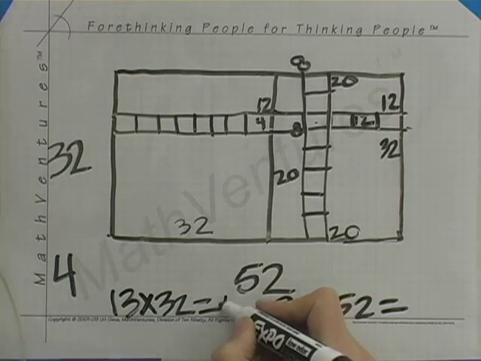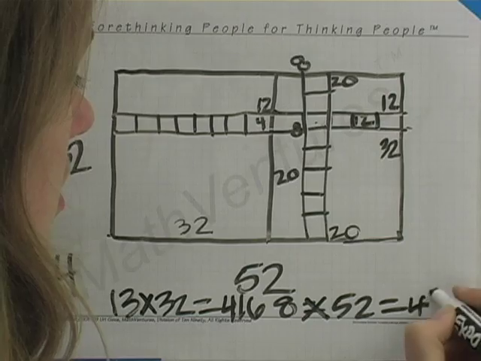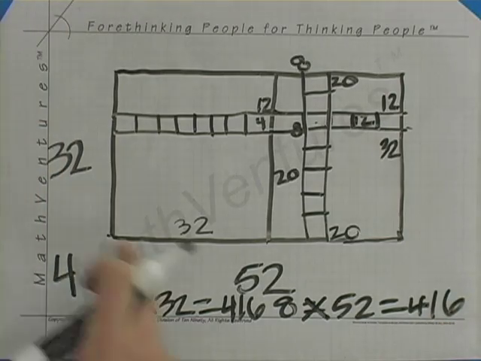Both of these come out to 416, the least common multiple between 32 and 52.